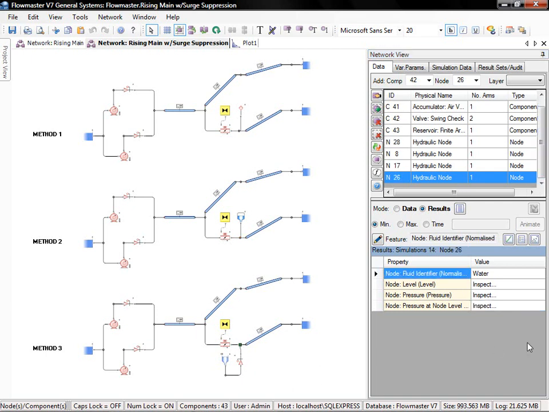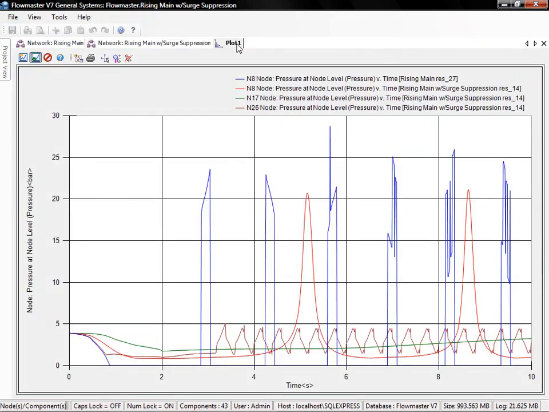The easy answer would be to pick the one that has the lowest pressure surge, but there's a lot more that needs to go into the decision, including the cost of the different suppression techniques and the physical space available in our real-life system to facilitate one of these techniques.